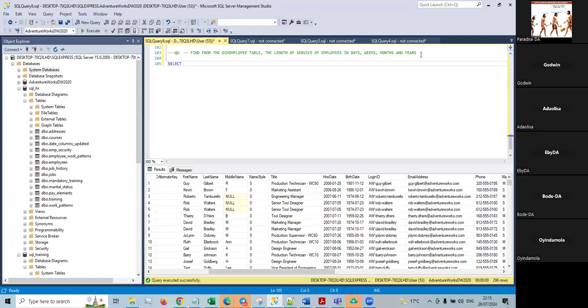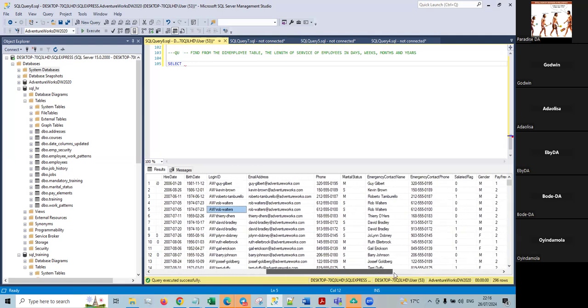Select, what do we want? We want length of service, right? So one of the attributes we want is what? We want a hire date. We want the name of the employee also, because they said we should find from the table the length of service. So we need to know their hire date and then their end date, right? Let's just assume that everybody is still in employment. Let's just make that assumption now.